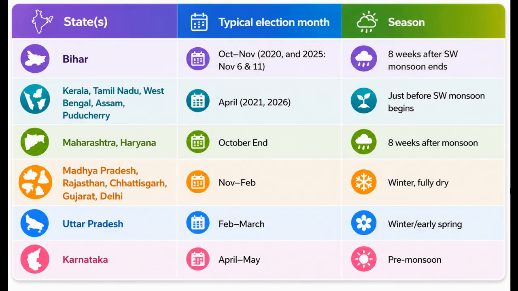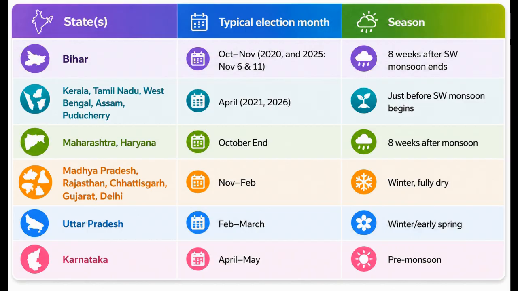State elections show the same avoidance pattern, just with more variety because states differ in climate. Bihar typically holds elections in October or November, more than a month after the southwest monsoon ends. Kerala, Tamil Nadu, West Bengal, Assam, and Puducherry typically hold elections in April, just before the southwest monsoon begins. Maharashtra and Haryana typically hold elections in October and November respectively, almost 2 months after monsoon.